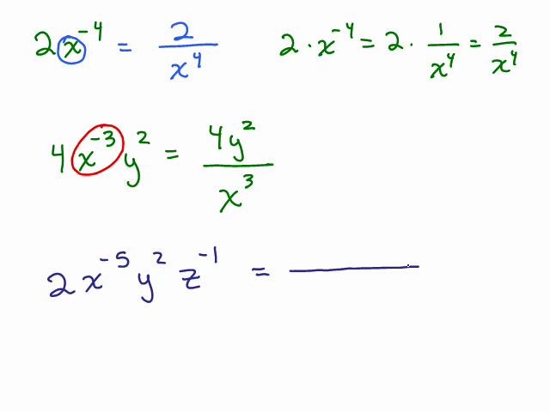Let's see how you did. The only ones that have negative exponents are these two. So I want to leave the 2y squared in the numerator and the x to the fifth and the z to the first, which means z, then go in the denominator.